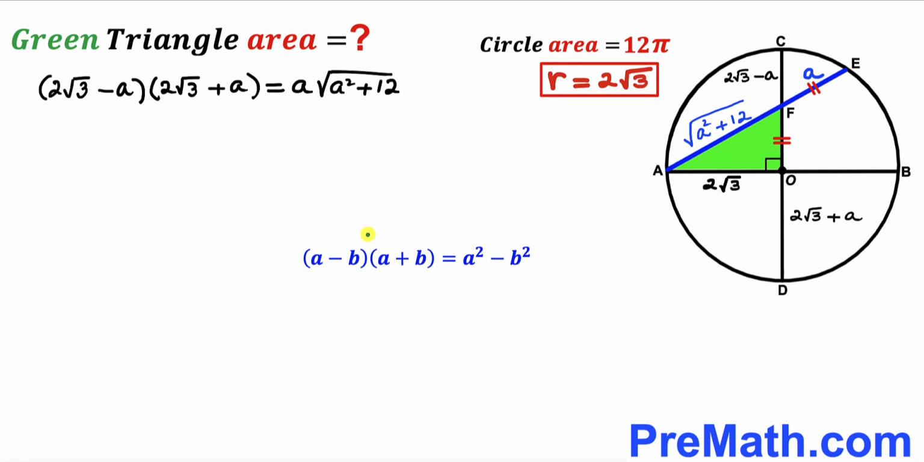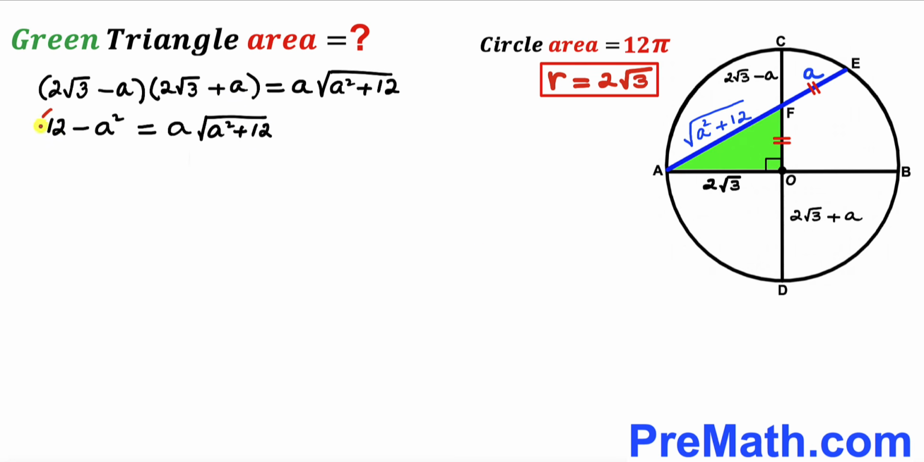And now let's recall this famous identity: a minus b times a plus b is always equal to a square minus b square. And we are going to apply this identity on the left hand side of this equation. So therefore, 2 times square root of 3 square is going to give us simply 12, minus a square is going to be equal to a times the square root of a square plus 12.